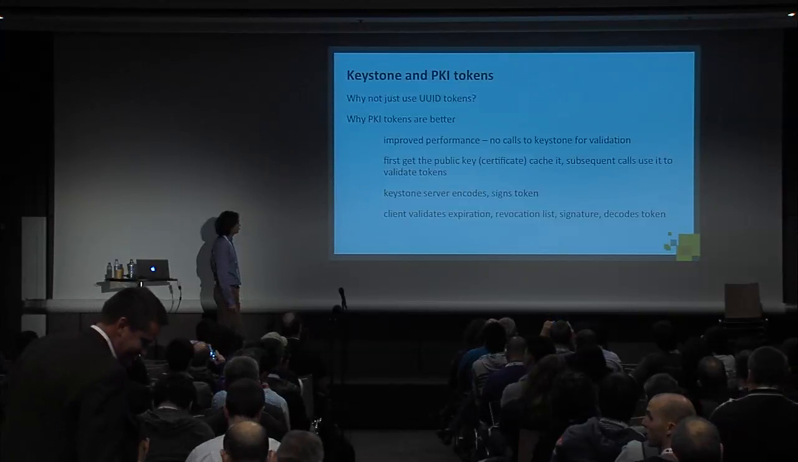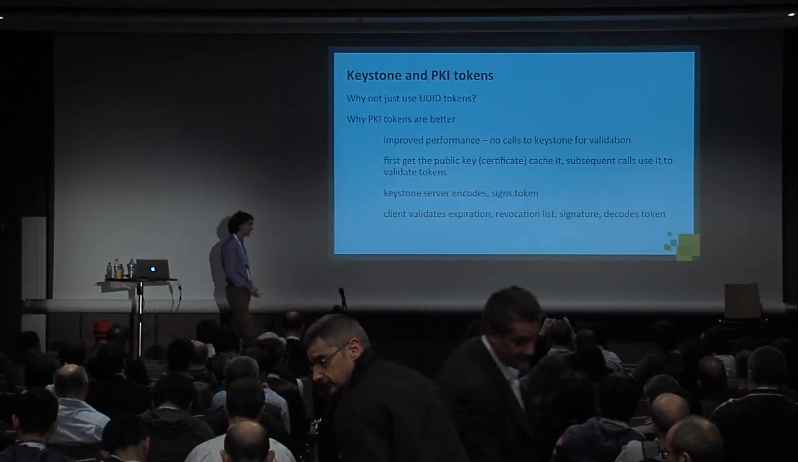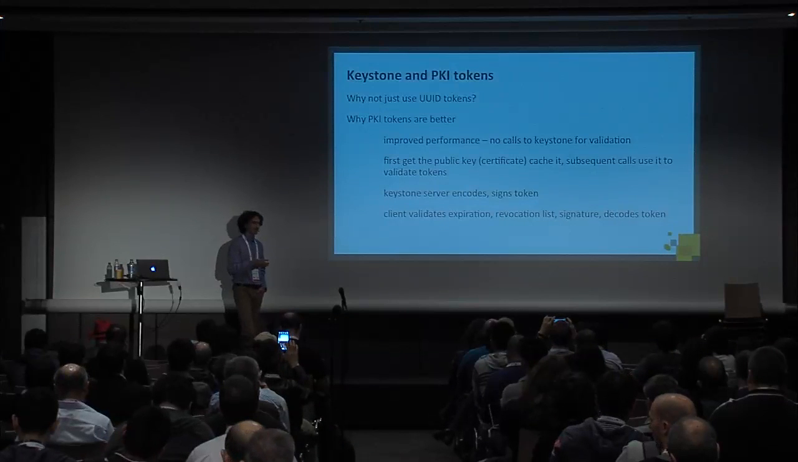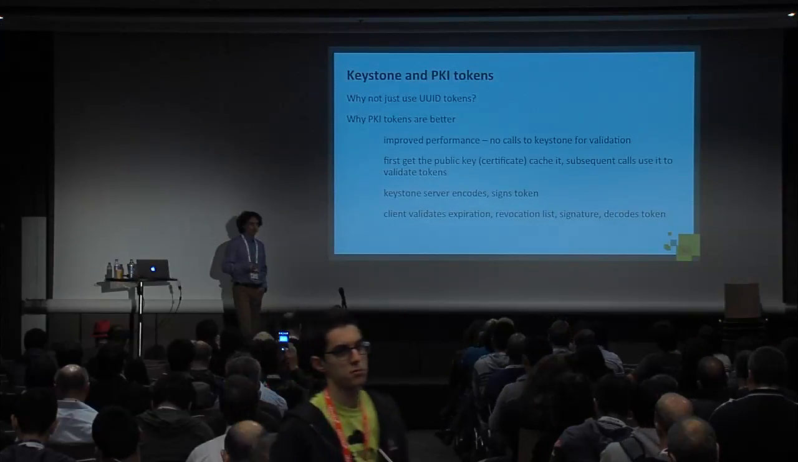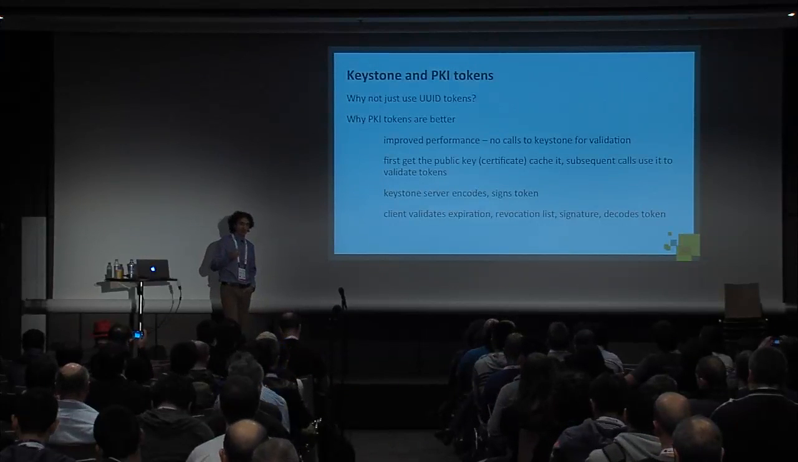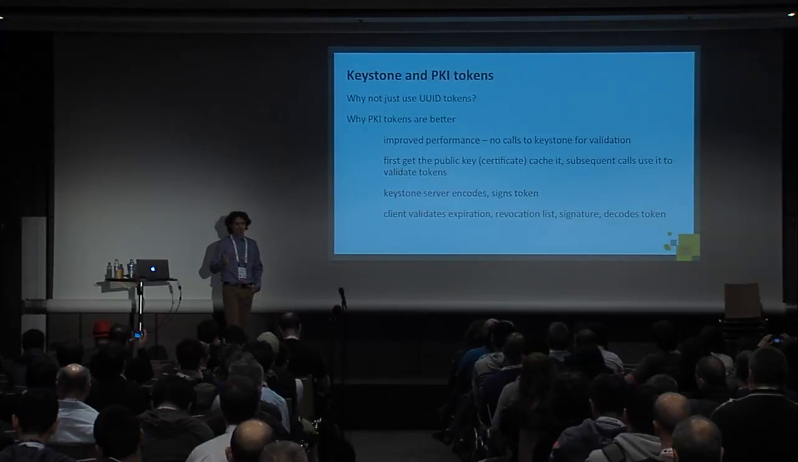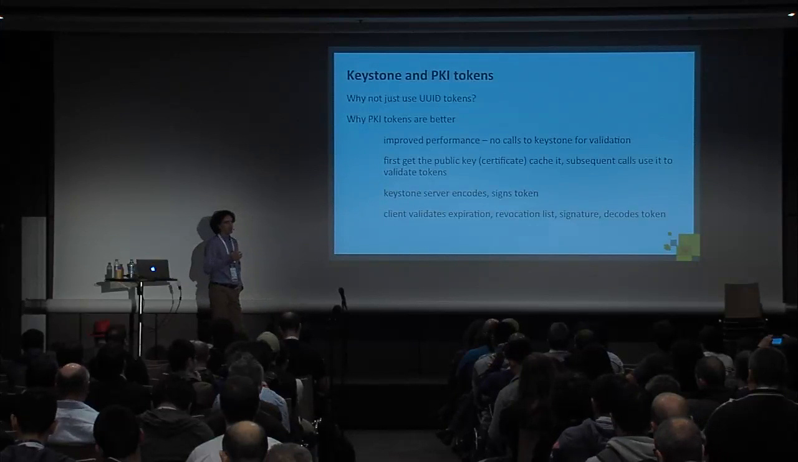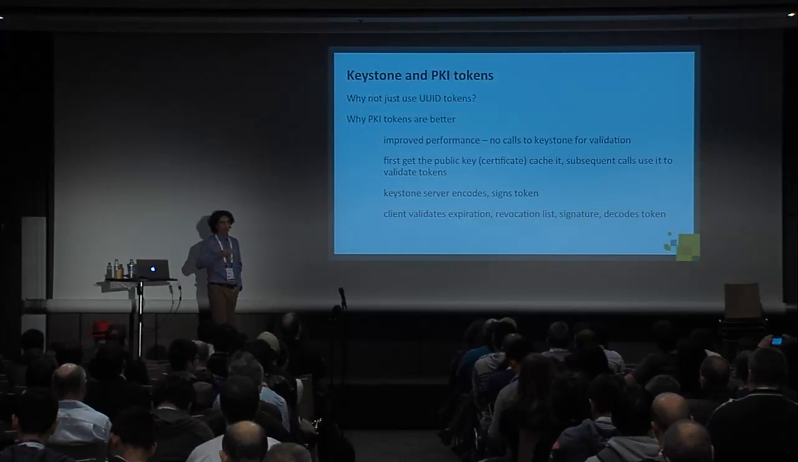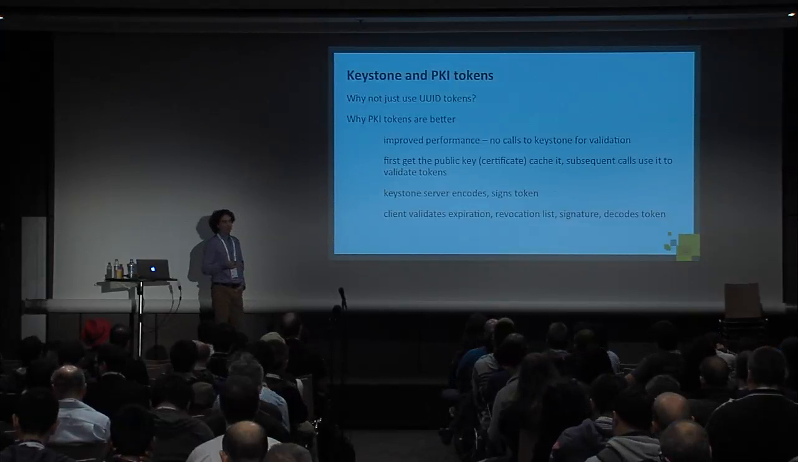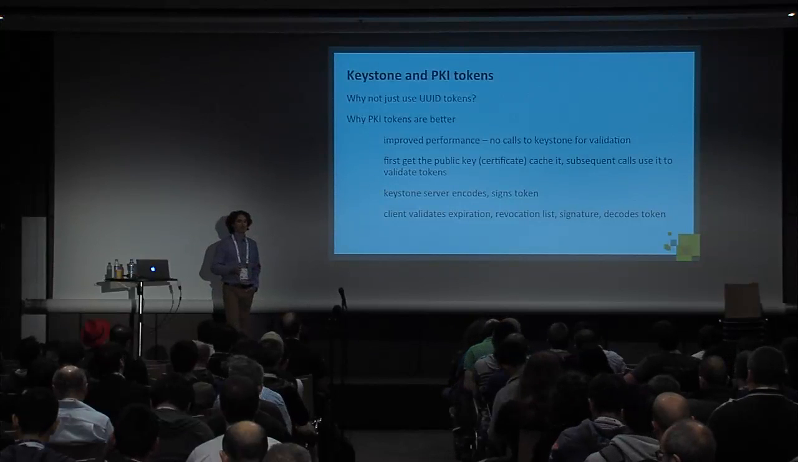The problem with UUID tokens is that when somebody requests a token from Keystone, they authenticate and get this token. This token will have to be sent to a different component, and it will have to be validated by that component. Then that component will have to contact Keystone. Keystone will have to validate the component, and then reply back with OK or a list of more information. So every time that happens, Keystone is being queried. When you have a really large environment, Keystone is going to suffer because of this.